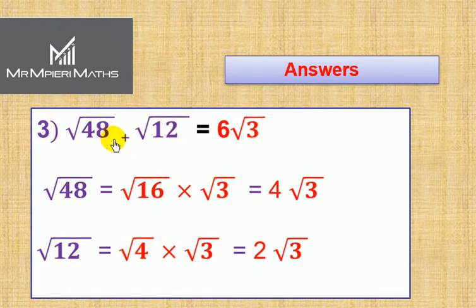Now, root 48 plus root 12. We can split root 48 into root 16 times root 3, where root 16 is 4, times root 3, that gives me 4 root 3. And root 12, we split that into root 4 times root 3, and root 4 is 2. So 2 times root 3 gives me 2 root 3. Then we add these two together, 4 root 3 add 2 root 3, that gives me 6 root 3.